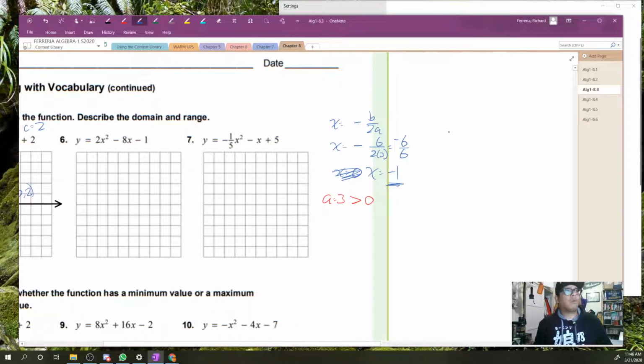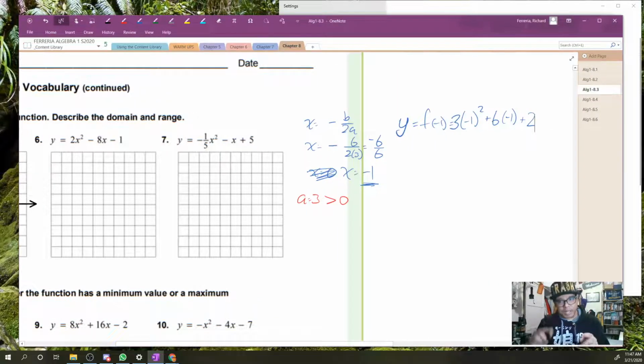So the y-coordinate is going to be equal to f of negative 1, which is equal to negative 1 squared plus 6 times negative 1 plus 2. Just kidding. 3 times negative 1 squared plus 6 times negative 1 plus 2.